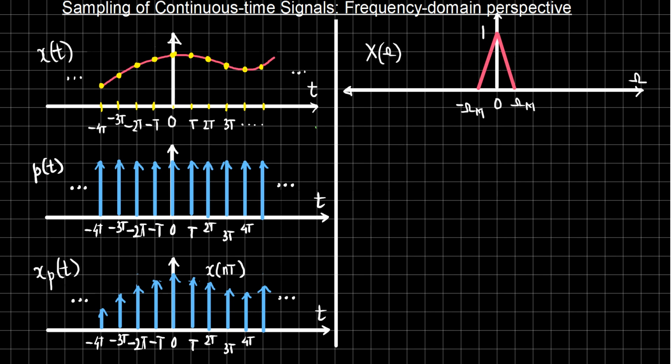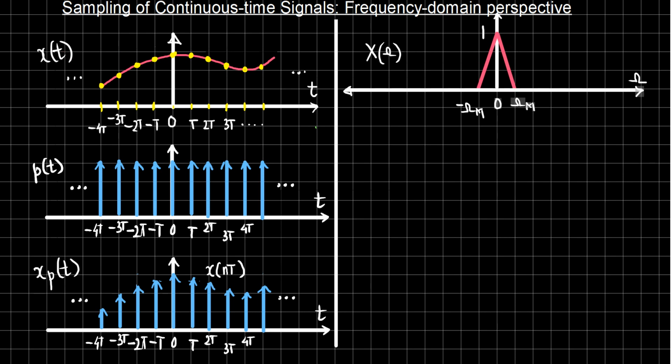So let's see what the Fourier representation of p of t is going to be. We have assumed a certain arbitrary shape for the Fourier transform of x of t, something like this. If we know the Fourier transform of p of t, we can easily calculate the Fourier transform of xp of t by convolving the individual Fourier transforms of x of t and p of t. Let's see how to do that.